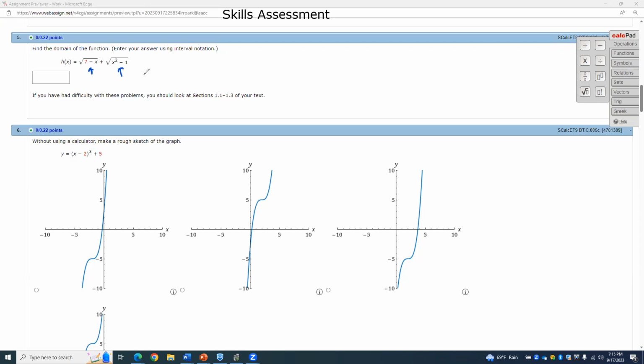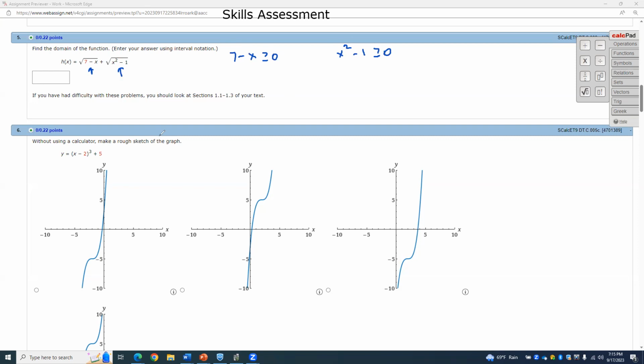Because if there's a number that maybe works for one of these radicals, but then makes the other radical imaginary, that still doesn't count. So we need whatever numbers are okay for both radicals. A little reminder: for 7 minus x on the first radical, we want to say it's greater than or equal to 0, because we can take the square root of 0 and we can take the square root of positive numbers. We cannot take the square root of negative numbers, right? So we say 7 minus x is greater than or equal to 0.